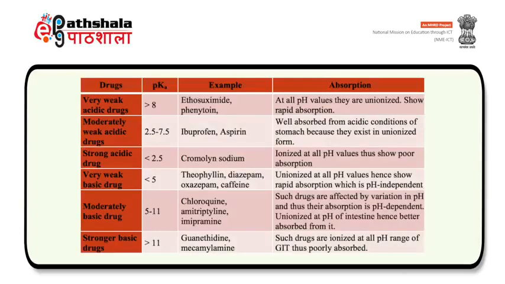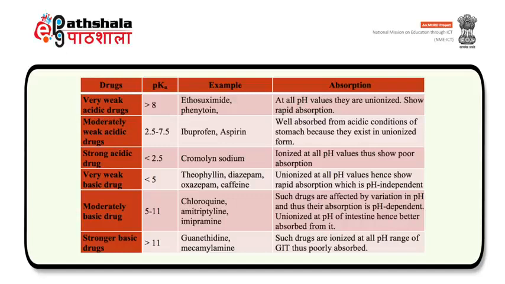The effect of the drug pKa and the GI pH on the absorption of the drug has been discussed in the table. If we see, for the very weakly acidic drugs which have a pKa more than 8, like ethosuximide, phenytoin and various barbiturates, at all the pH values they are unionized and they show rapid absorption.